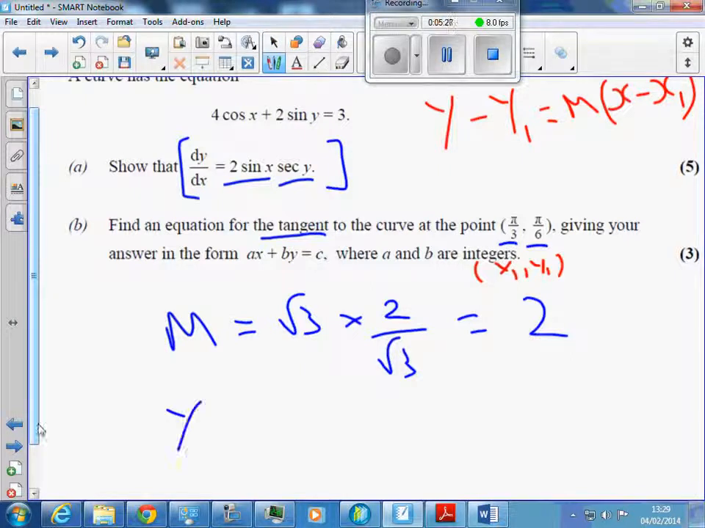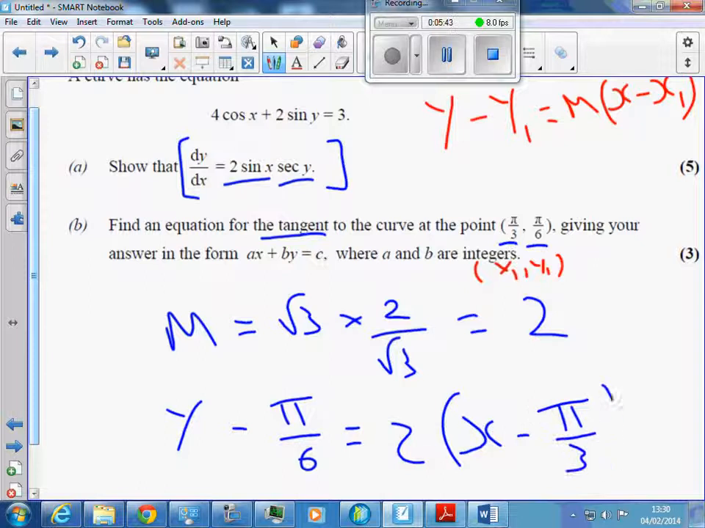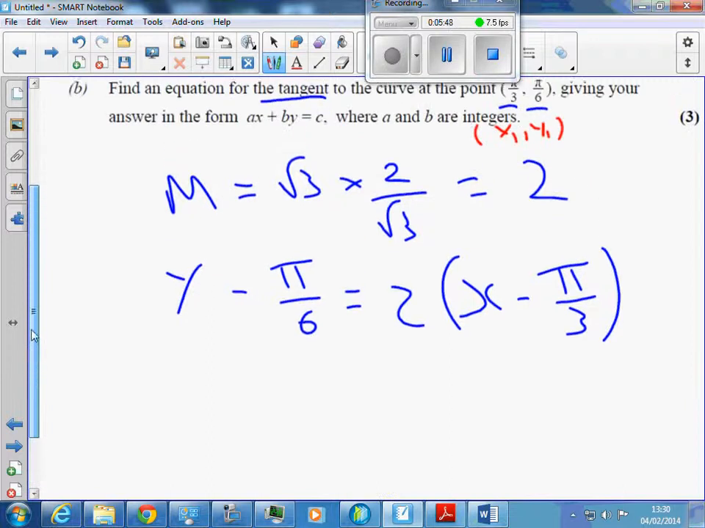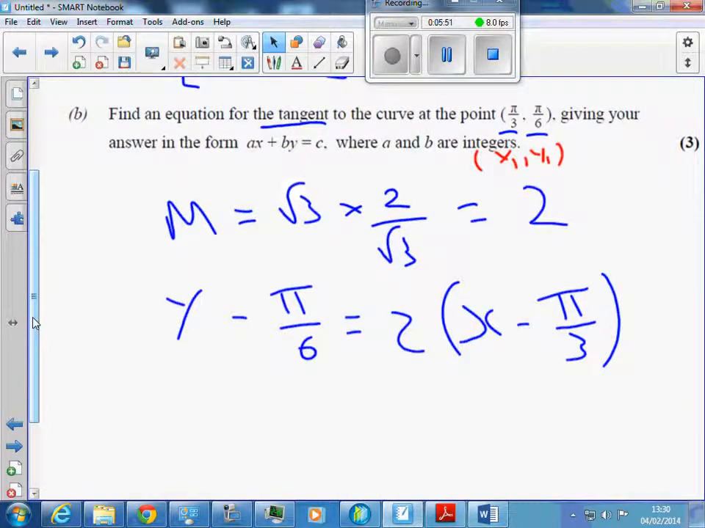So y minus pi by 6 is equal to 2 times (x minus pi by 3). Now unless they state otherwise, I would leave it in this form. In this question, they actually have stated it. Okay, so save yourself time. You don't have to simplify if they say find an equation. Here, it's find an equation in the form.